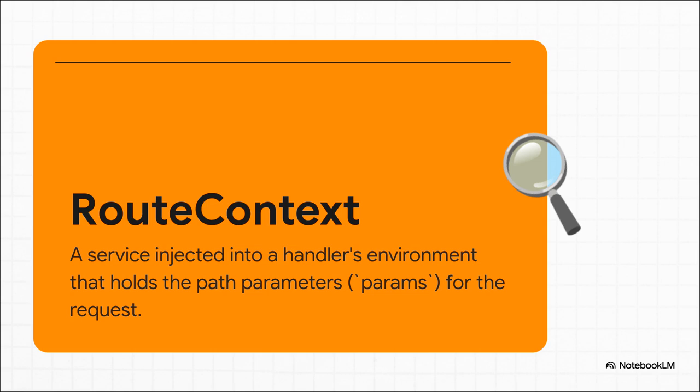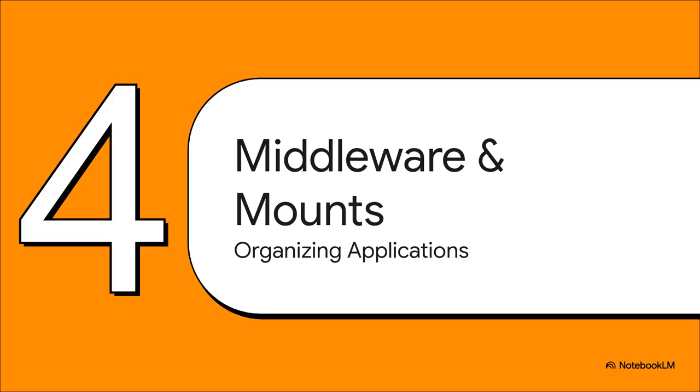There's a super fast matching engine under the hood doing all the hard work of parsing the URL, and this RouteContext is just a clean service that makes the parameters available to your code. No globals, no mess. As your app gets bigger, you need to stay organized. That's where composing with middleware and mounts comes in.